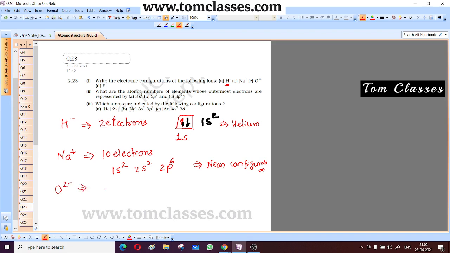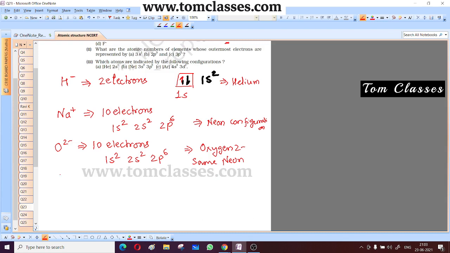So this will have 10 electrons again. So again, the electronic configuration will become 1s2, 2s2, 2p6. So this is oxygen 2 minus, same as neon configuration. Now next it is asking about fluorine minus. Fluorine is 9, so it will have 10 electrons.